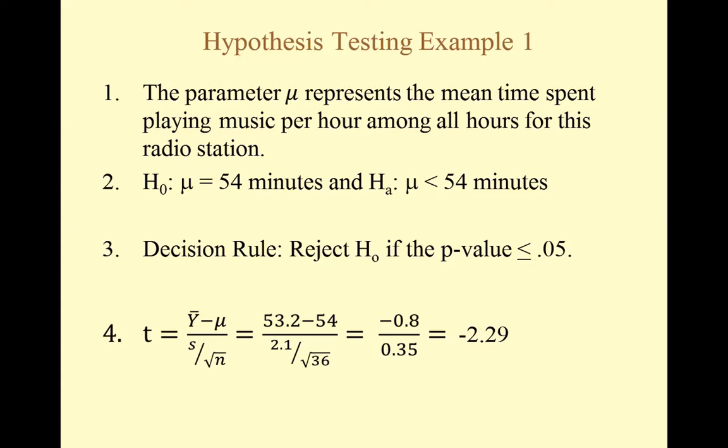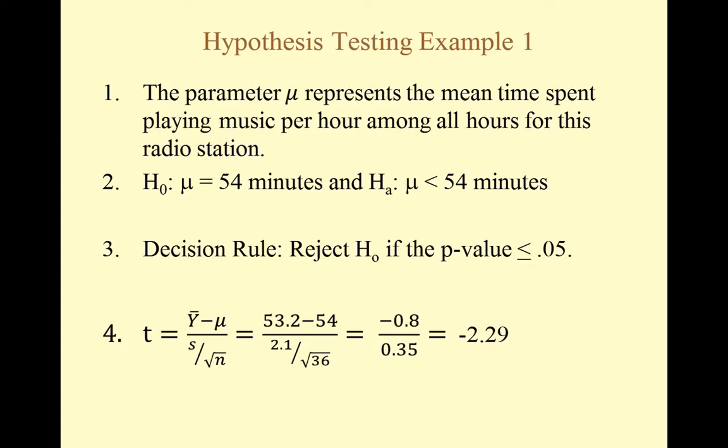Next comes the decision rule. We reject H sub 0 if the p-value is less than or equal to the alpha level, or the level of significance, which was 0.05. The test statistic t is the formula y bar minus mu over s over the square root of n.